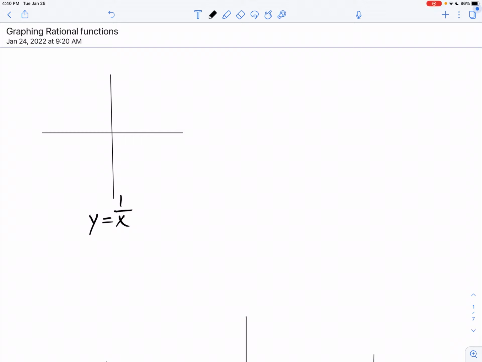Hello, here we go. We're going to talk about graphing rational functions, and right there on the screen you see y equals 1 over x. This is one of our parent functions from the very beginning of the school year, and it looks like this. It has an asymptote right down the center on the y-axis. It has an asymptote horizontally on the x-axis there. And then the graph has one curve over on this side and one curve over on that side.